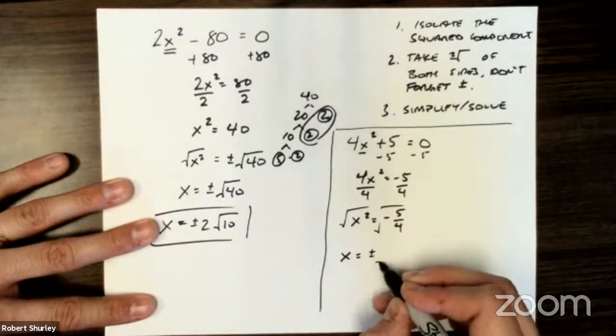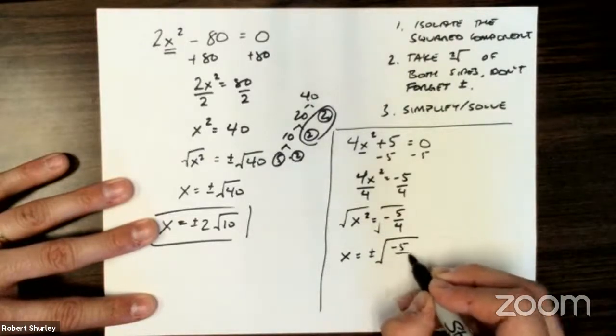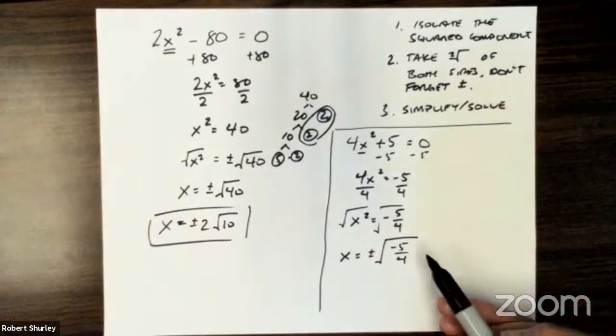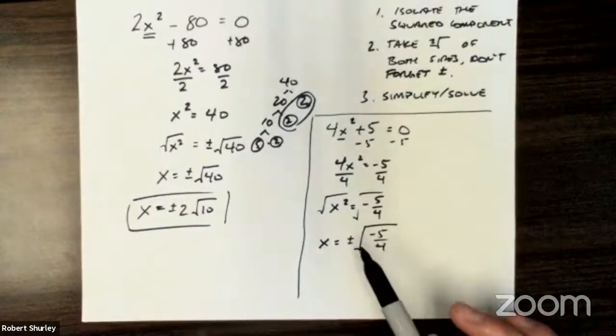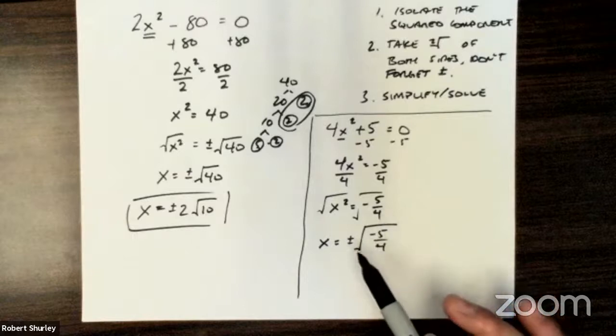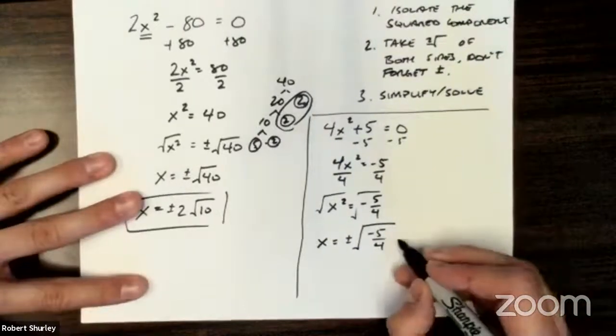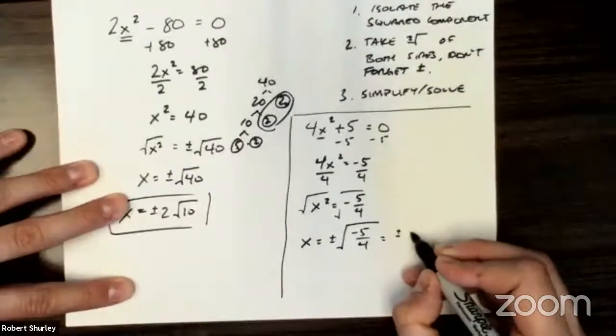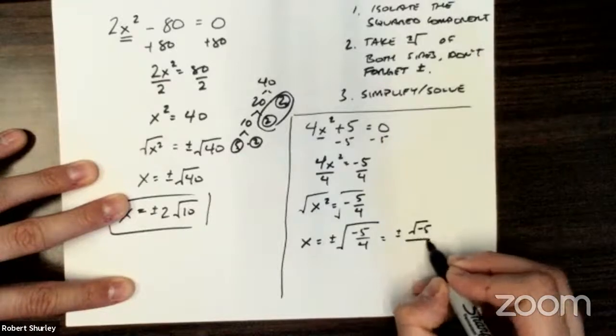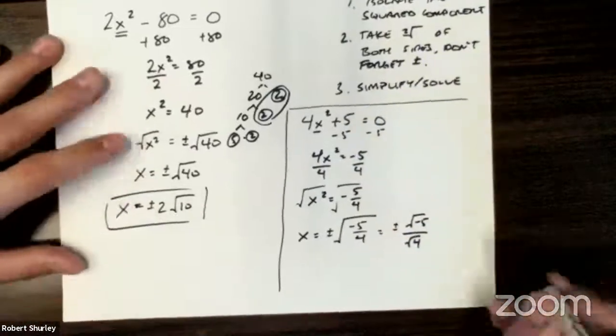x equals plus or minus the square root of negative 5/4. Now I've got to remember how to simplify this radical. I remember if it's a square root, you take the square root of the top and the bottom. I'm going to go to the right here. Square root of negative 5 over the square root of negative 4, right?